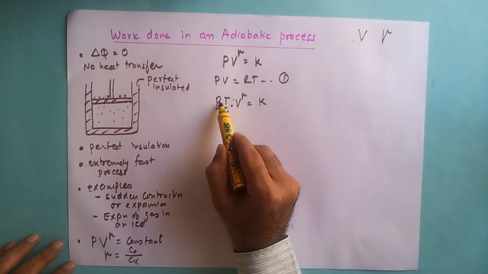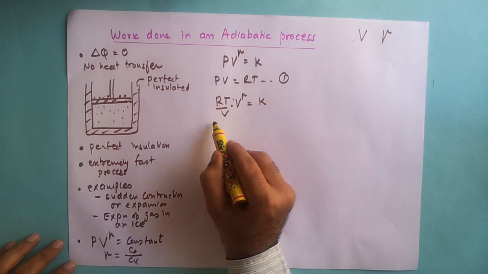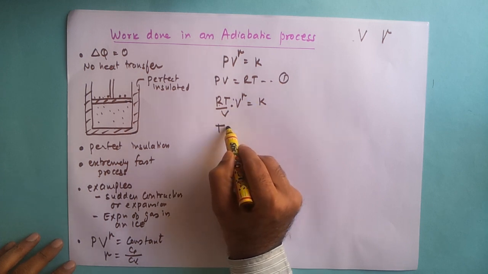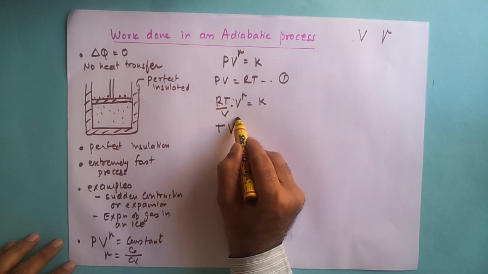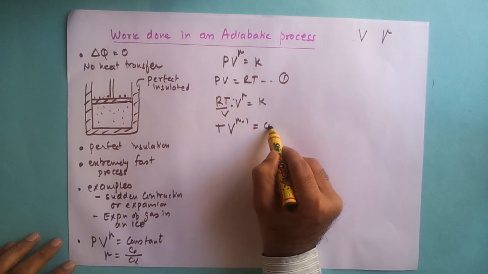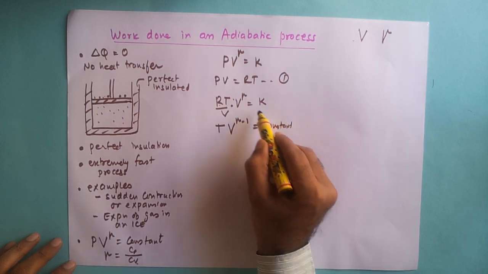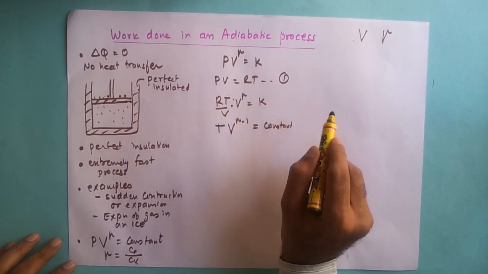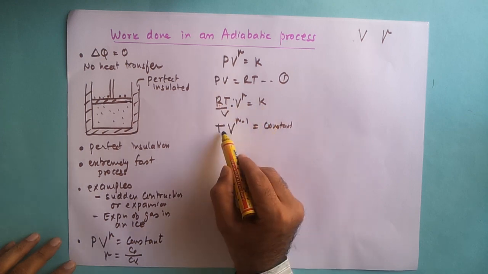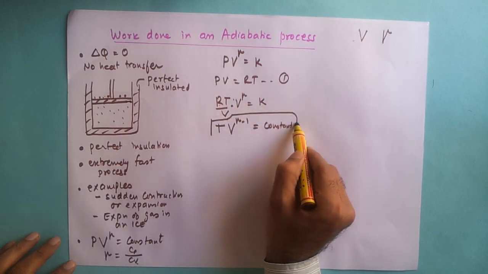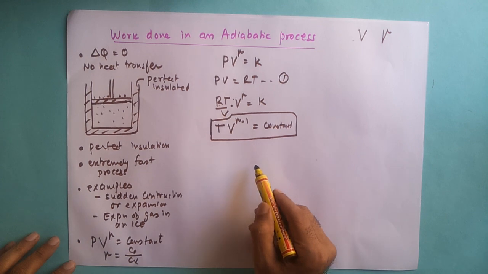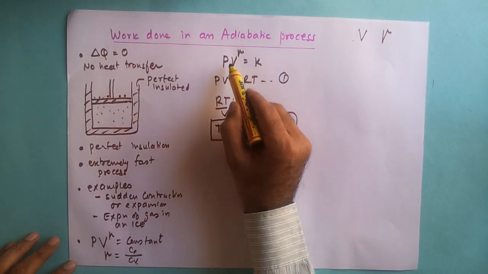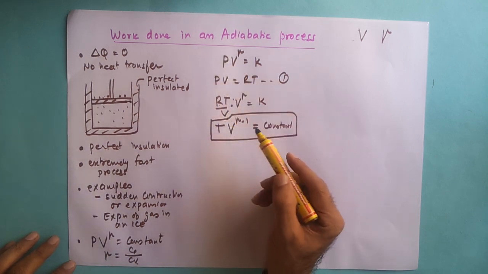Now in this case, R is constant, right? So I can write this equation as T into V raised to gamma minus 1 is equal to some constant. The constant may change because K upon R will become some constant, as K and R are both constants. So I can get this particular equation for an adiabatic process in terms of temperature and volume. This was in terms of pressure and volume. This is temperature and volume.